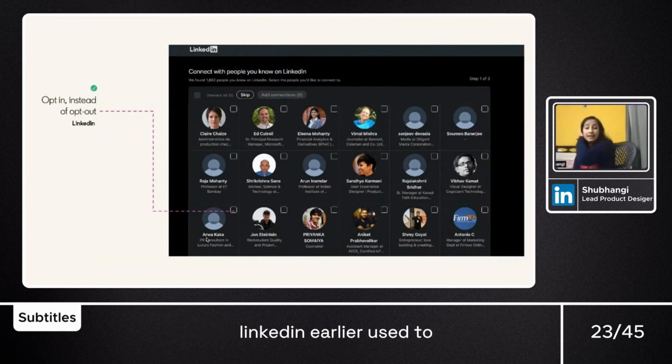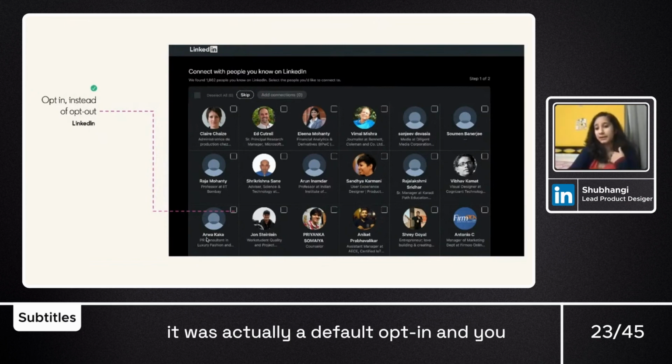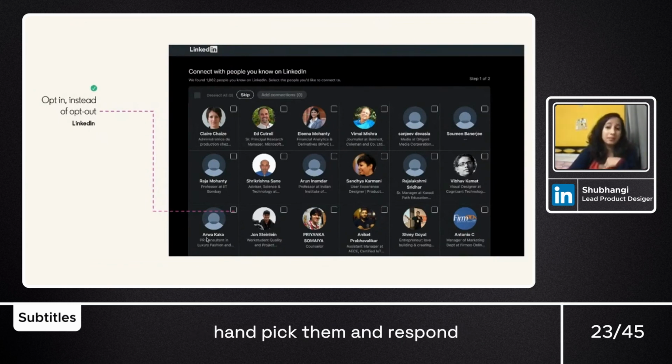For instance, LinkedIn earlier used to default select all your contacts to send them invitations to. And it was actually a default opt-in, and you had to actually go and unselect things if you wanted to. So recently they've actually changed that to an opt-in instead of an opt-out. So everything's unselected. And in order to send people connections, you actually have to handpick them at this point.